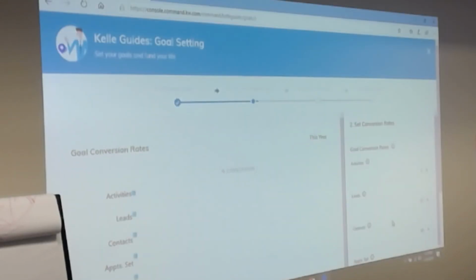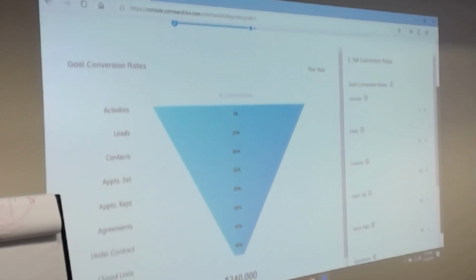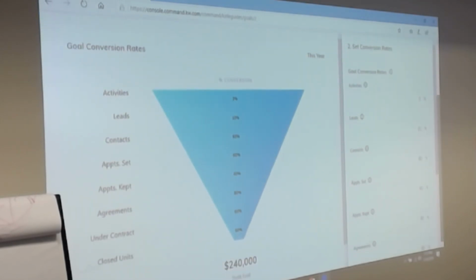And then here's where it starts to get kind of tricky, these conversion rates. That 3% number, I'll be honest with you, when I first started looking at this, I didn't really understand where they came up with that. Basically what they're saying is, out of all the things you do to try to generate leads, about 3% of your activities are going to end up as a lead.